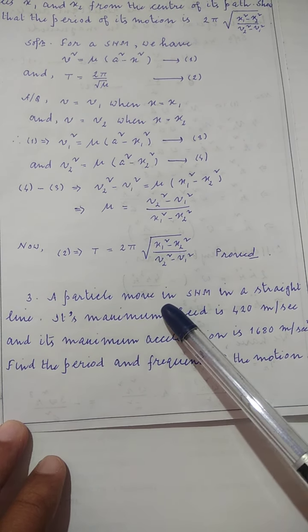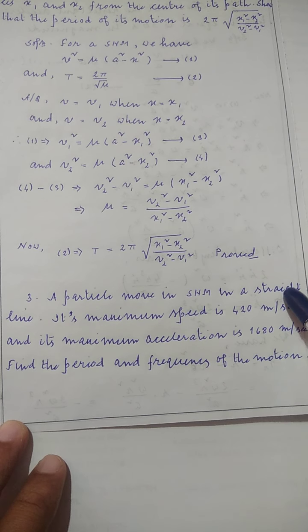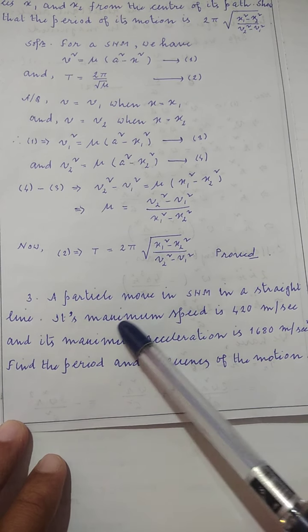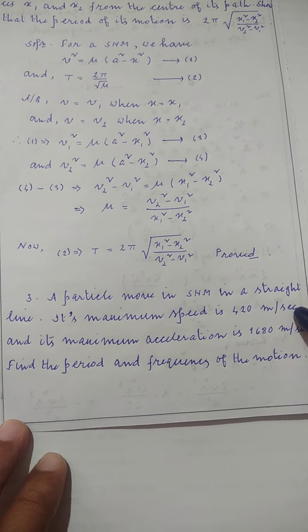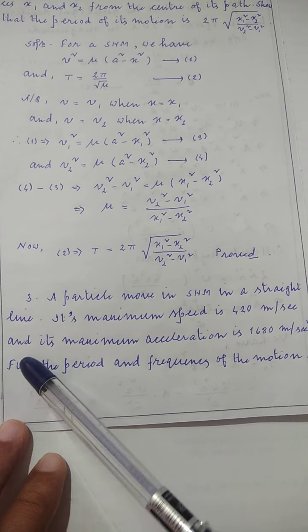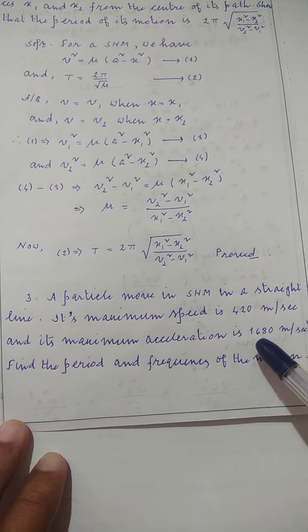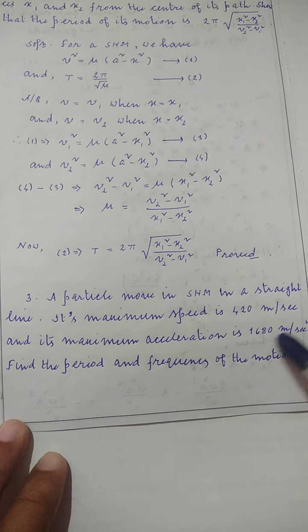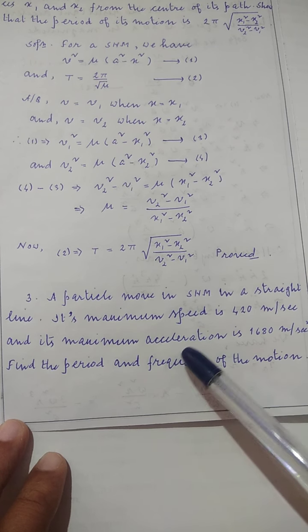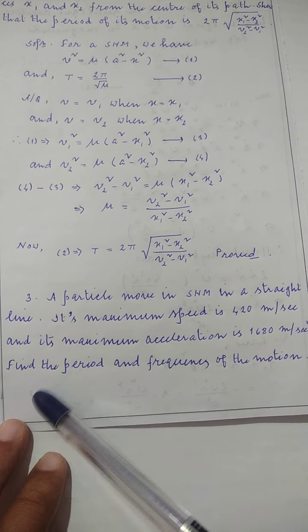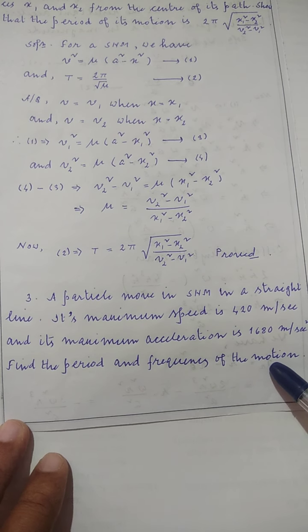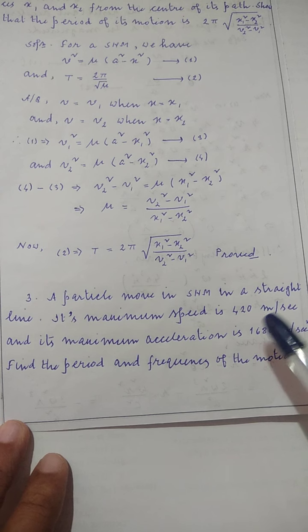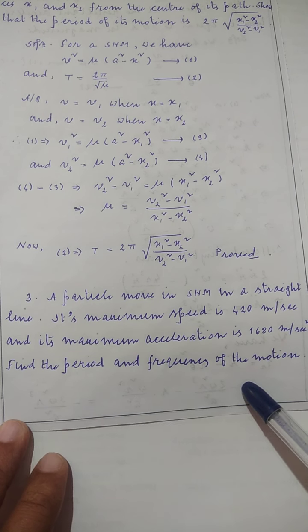A particle moves in simple harmonic motion in a straight line. Its maximum speed is given as 420 meter per second. Speed means velocity, and its maximum acceleration is given as 1680 meter per second square. So here the velocity and the acceleration are given. What you have to find out? Find the period, that means you have to find the time period and frequency of the motion. So here what are the given things? The velocity is given as well as acceleration is given.